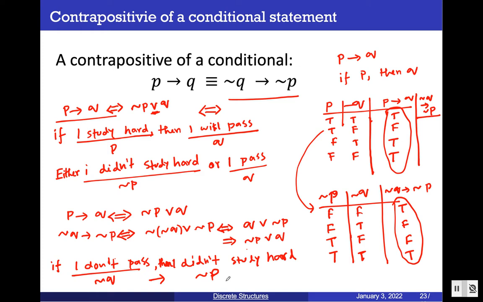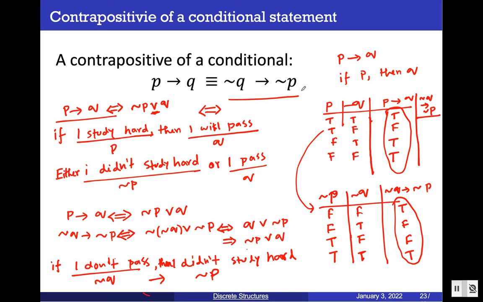If I study hard, that means I will pass. If I didn't pass, that means actually I didn't study hard. All right, so that means they both are actually the same. Using the English words, you can see that all of them mean the same. So P implies Q, not P or Q, and not Q implies not P are all logically equivalent statements.